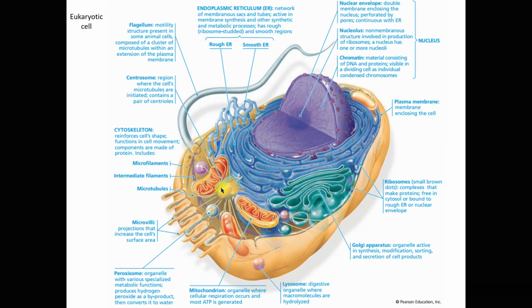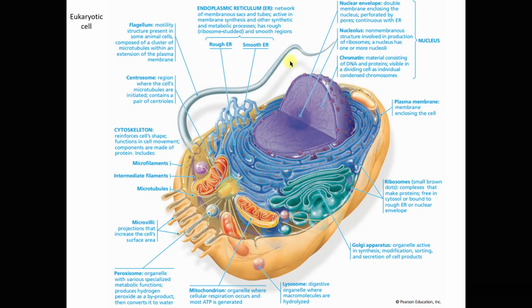And then we have the plasma membrane, which is a membrane enclosing the cell. Then we have microvilli, projections on the surface of the cell. Whenever you see microvilli, their function is only one, which is to increase the cell surface area for many purposes.